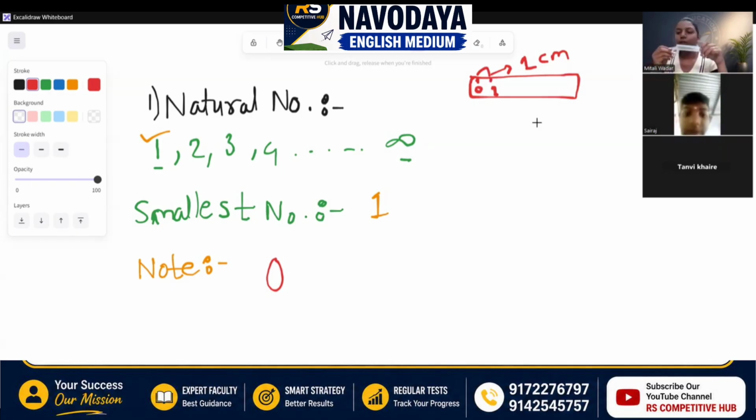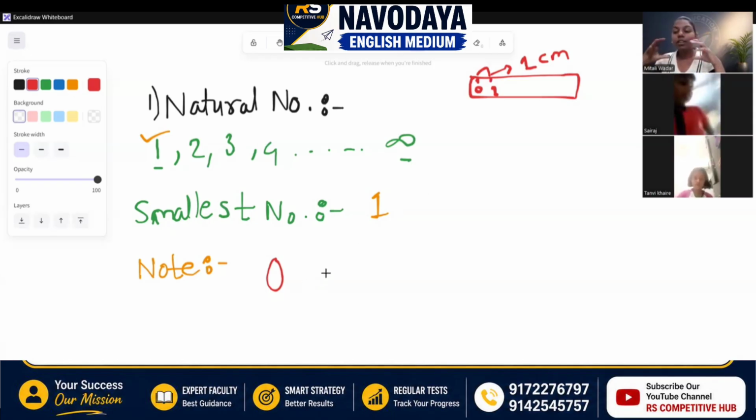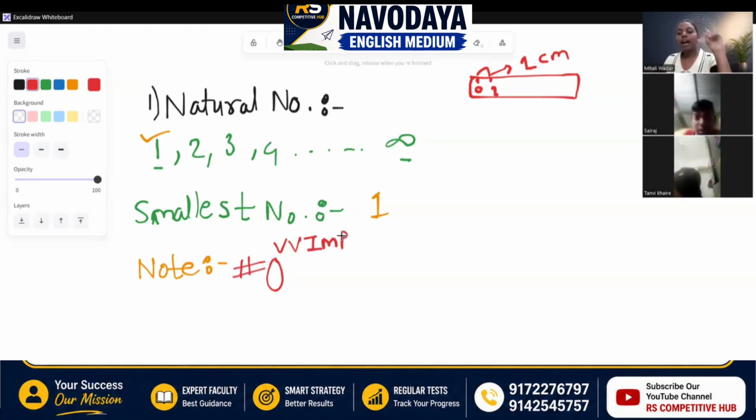Zero. Yes, from 0. This is my scale and it also starts counting from 0, 0 to 15. It is a 15 centimeter scale. On a scale we always start from 0, right? So here, in natural numbers, 0 is the number which is not a natural number. Write this down. This is a very, very important part. It was asked in the exam which number is not a natural number. So 0 is that number.